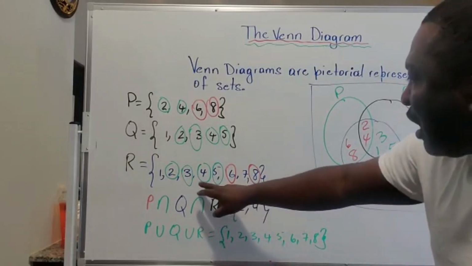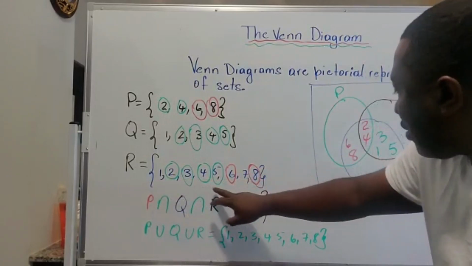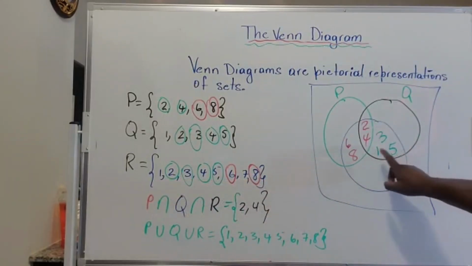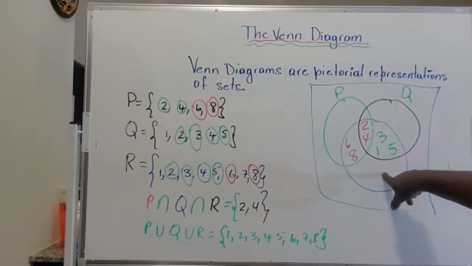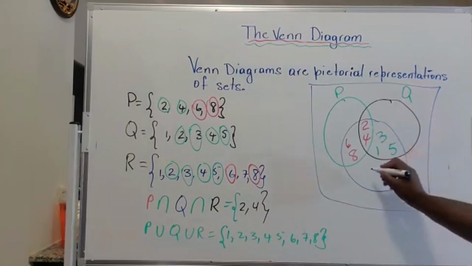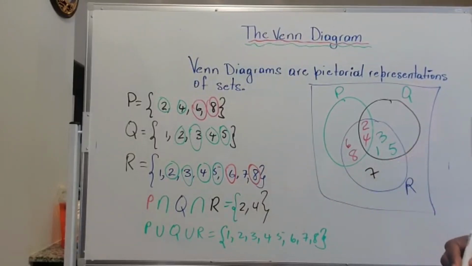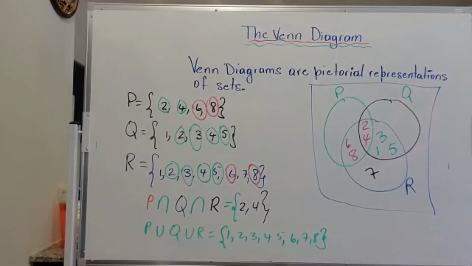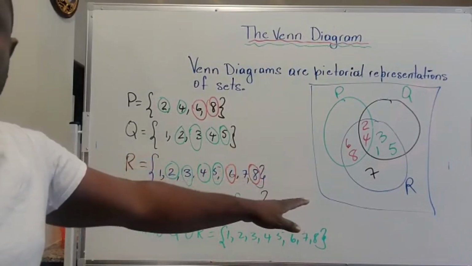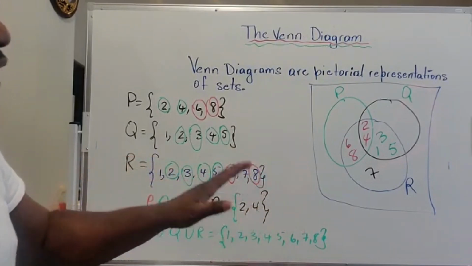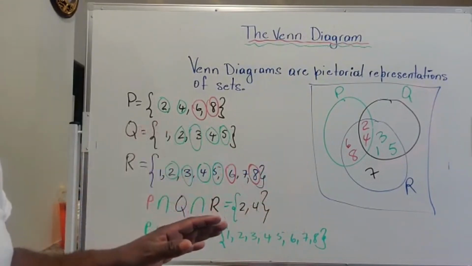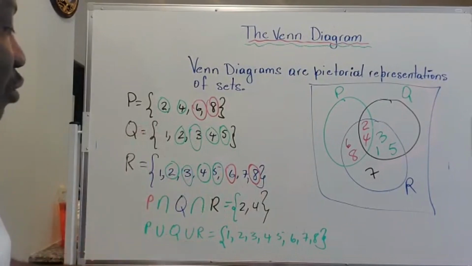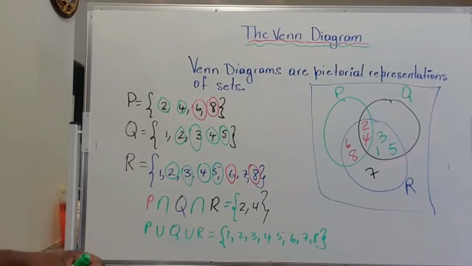Now let us look at R. Are there any other elements in R that have not yet been represented? The only element there is 7. So bear in mind, as I indicated, it can be a little more complicated when we are dealing with 3 sets. However, all we need to do is take our time and list the various elements.